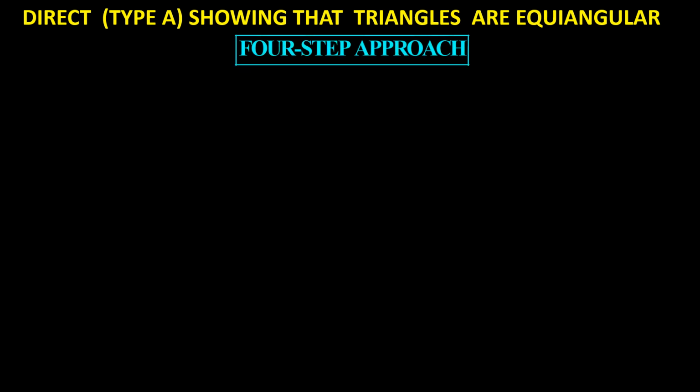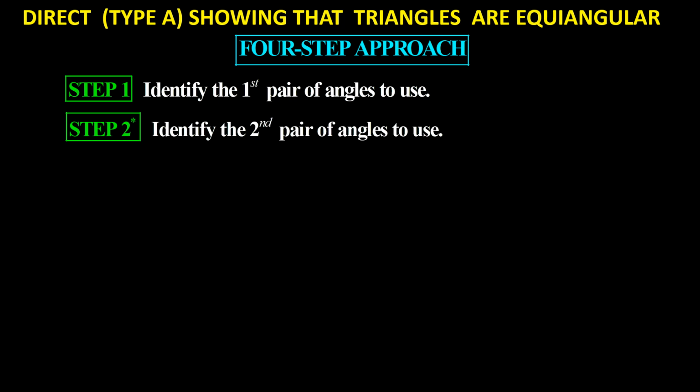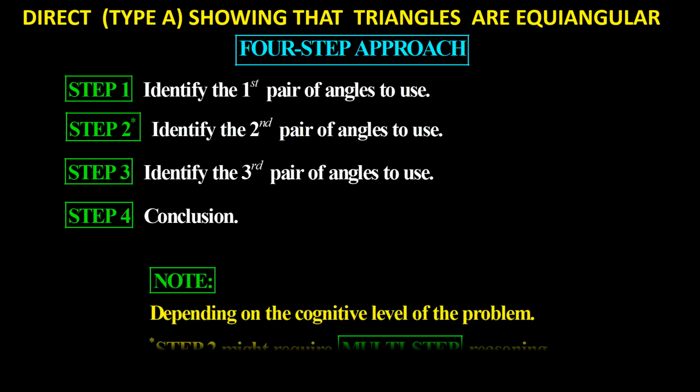Let's look at another direct type of application here. In this case, we're going to prove similarity making use of equiangular. This basically requires four steps, and I'm going to show you what we mean by the four steps. First of all, we need to identify the first pair of angles. Secondly, we need to identify the second pair of angles that are equal. And then thirdly, we can identify the third pair of angles that are equal. And then we can make our conclusion by writing the triangles in the correct order, right?